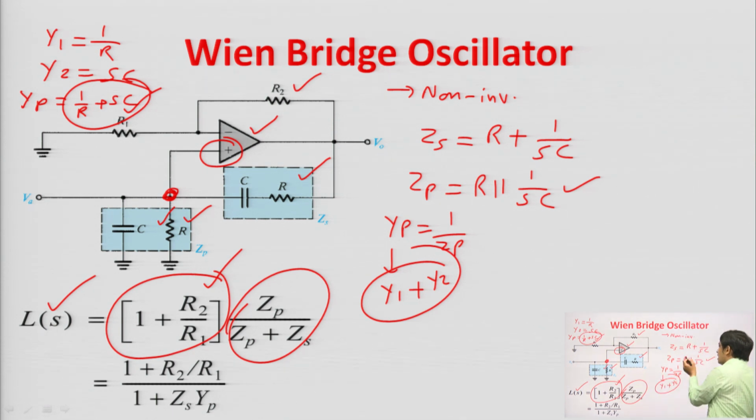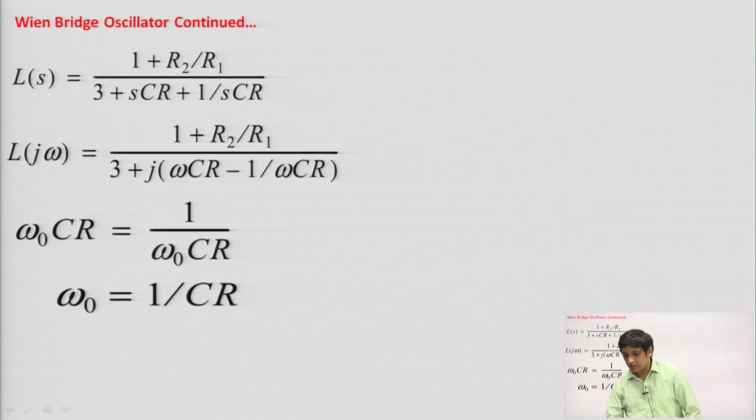Otherwise, you can use this R parallel to 1 by S C, then use the formula R 1 R 2 upon R 1 plus R 2. You can do it by any method, no issue in that. Now, to simplify it, just send this Z p to the denominator side, then what we will get? It will be 1 by Z p, and 1 by Z p will be y p. Now, put the value of y p, put the value of Z s, we will get the value of L s, that is the loop gain.